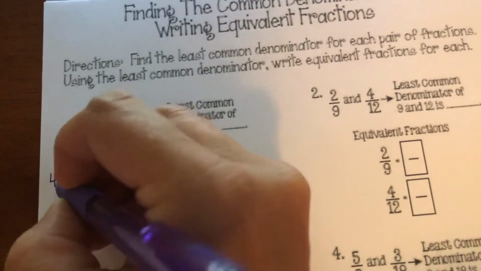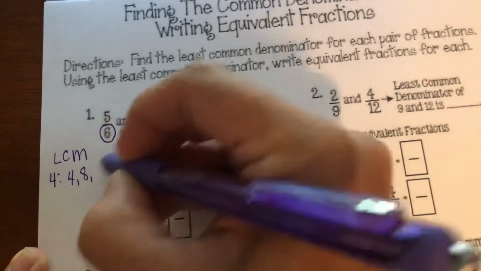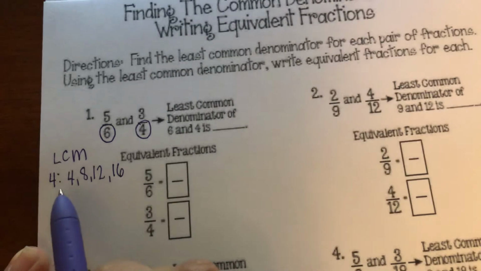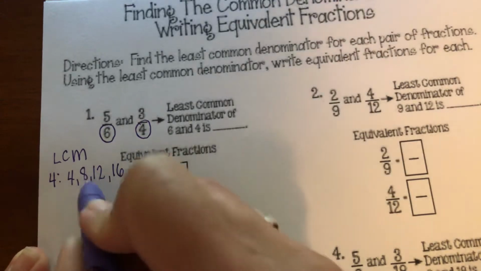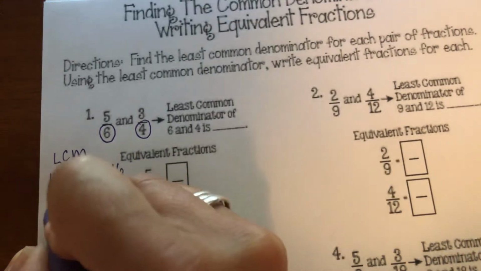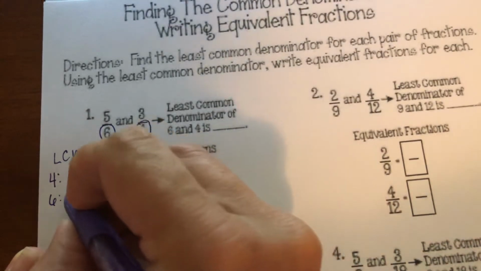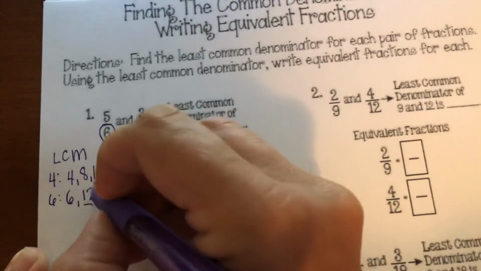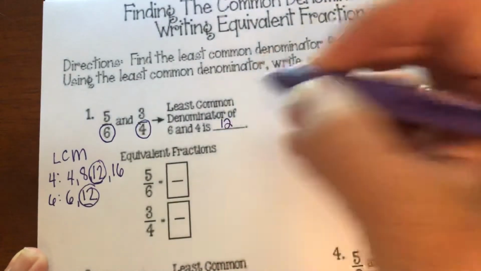So I'm going to start with 4 and I'm going to write out the multiples of 4. So we have 4, 8, 12, 16. And as I'm doing this, I'm going to be thinking, is there any of these multiples that 6 also has? And when I wrote 12, I'm thinking, I know that 12 is a multiple of 6. So we have 6 and 12 when we're writing the multiples of 6. So 12 would be our least common denominator.